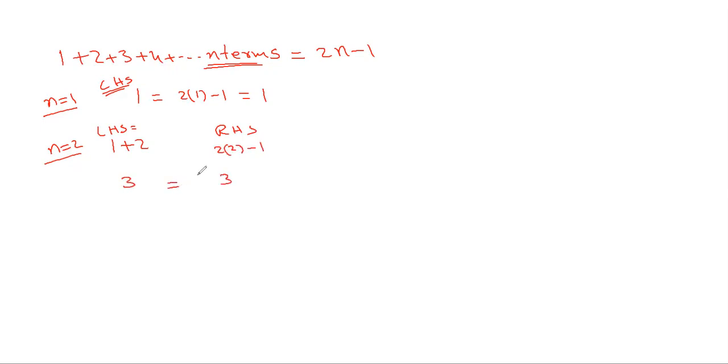So can I confirm? No, sir. One example can't prove it. So here n equal to 1 and n equal to 2, it is true. For n equal to 3, if you verify, 1 plus 2 plus 3 is the LHS, and that is 6. And 2n minus 1 is 2 times 3, which is 6, minus 1 is 5. These two are not equal.